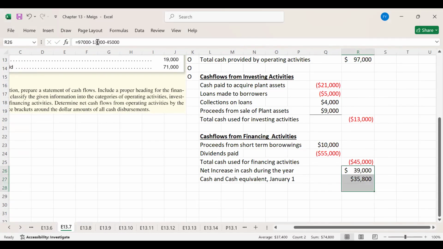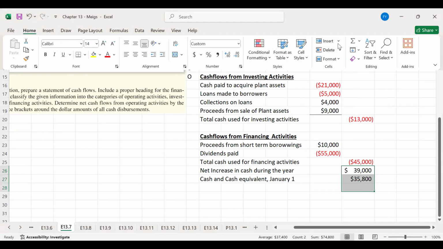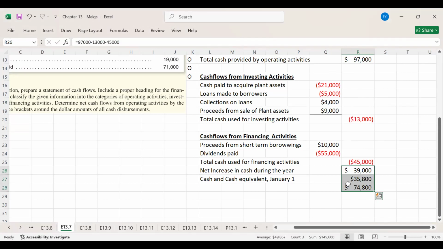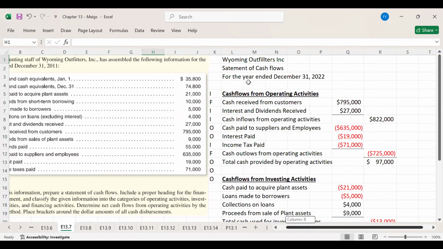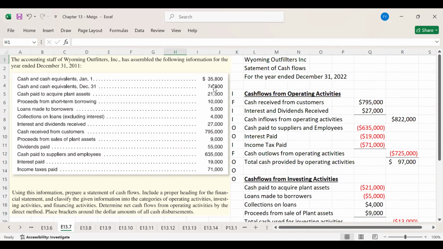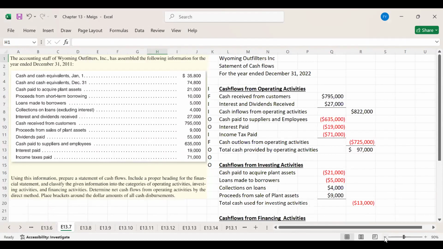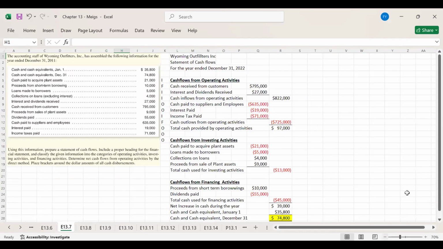So by adding these two, we get the closing balance of cash, which is 74,800. So this is your closing balance of cash, 74,800, and you can check it. This answer, the cash equivalent balance, you can check it. This is 74,800. So this balance is your closing balance. You can check.